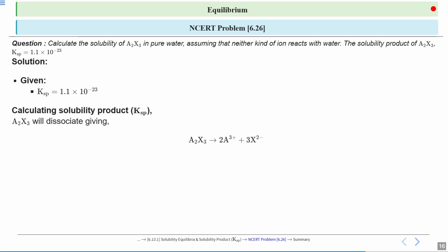So why are we saying that A must be the positively charged species? Because here we are taking the conventional case, because in most of the cases, the cation is written first. Whenever you see a formula, you see the cation is written first. Therefore, we have taken A as the cation here and X as the anion here. Further, if we use the equation, NCERT equation 6.44, then Ksp can be given as [A3+]^2 [X2-]^3.